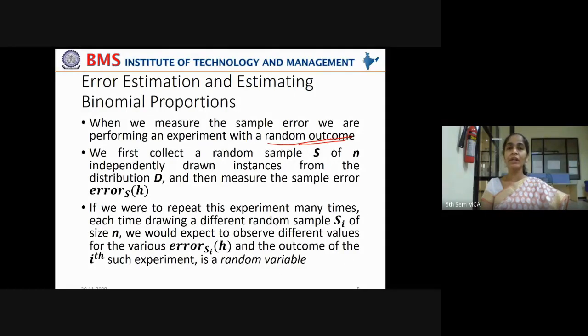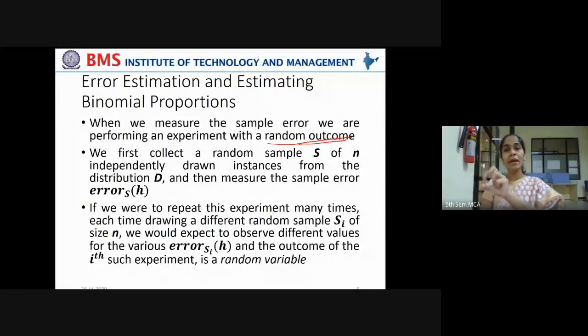In that case, we call it a deterministic variable because you can calculate something with complete confidence, right? So the random variable's outcome is not predictable. You can't predict it with 100% confidence like you do in the deterministic variable case. Now, when we measure the sample error, we are performing an experiment with a random outcome. Why? Because you are randomly picking some sample from the population and you are calculating that sample's error.